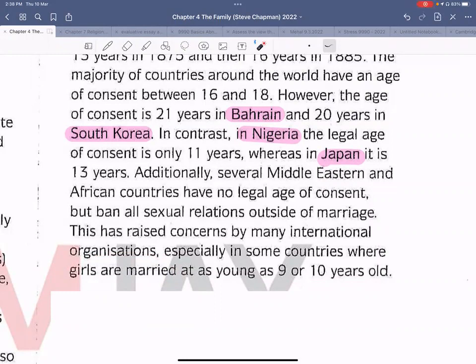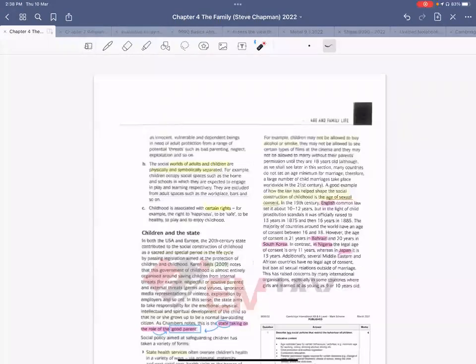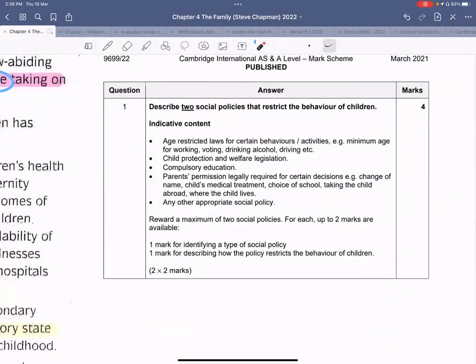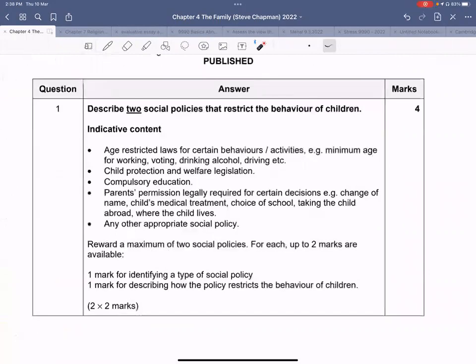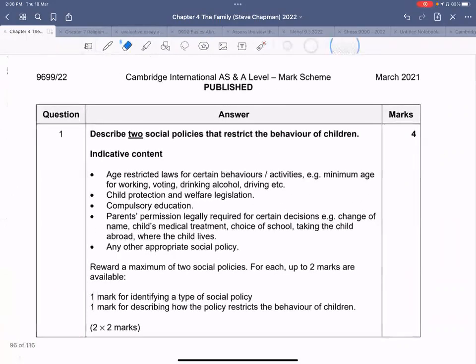Do we proceed? Now, taking it ahead, this is a question. Describe 2 social policies that restrict the behavior of children. It's a 4-mark question. We have discussed how to attempt a typical 4-mark question. We had this question in the year March 2021.